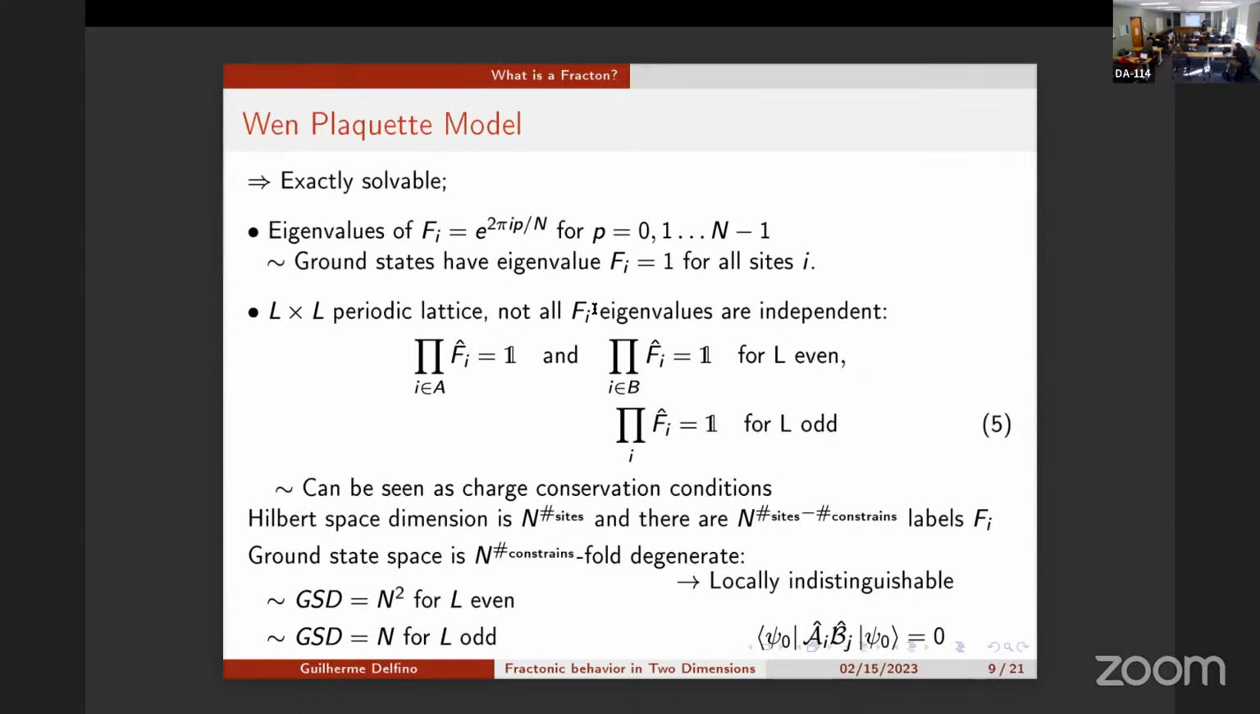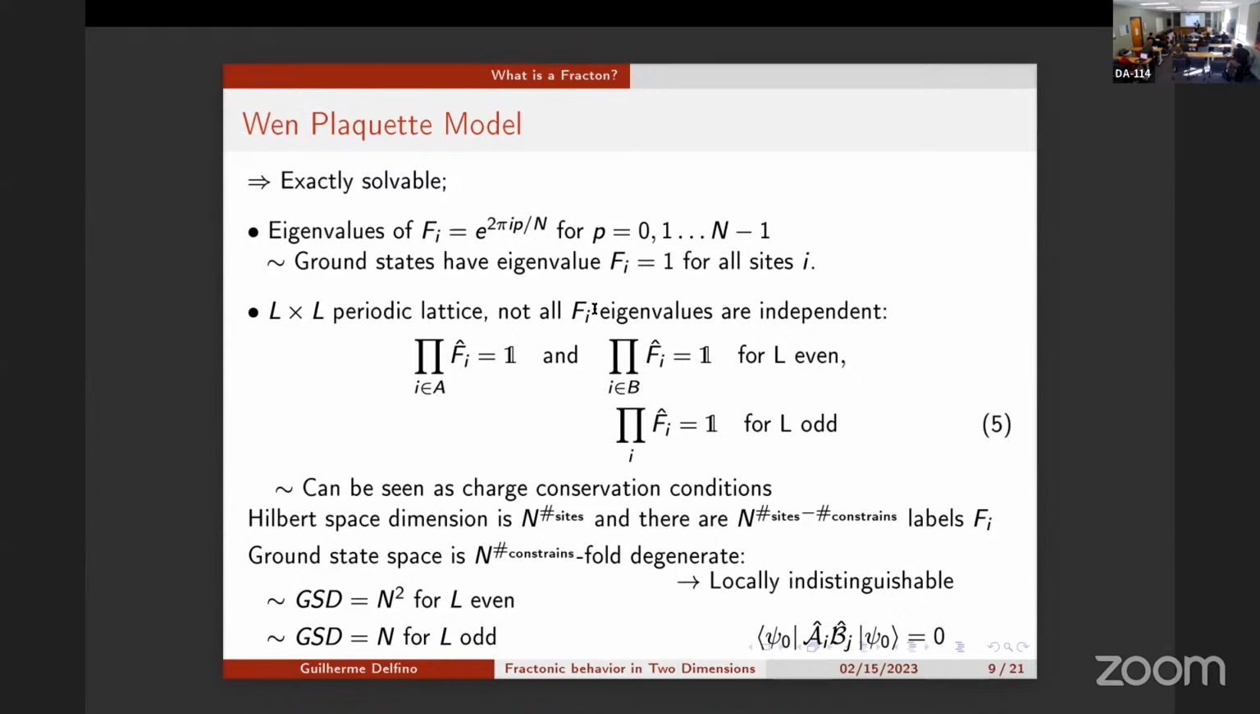Okay, so since all the Plaquette operators commute, we can find an eigenbasis that is able to diagonalize all of them simultaneously. So instead of being concerned with the operators, all we have to do is just to be concerned with the eigenvalues. And then we can label all these states in the Hilbert space with these eigenvalues.